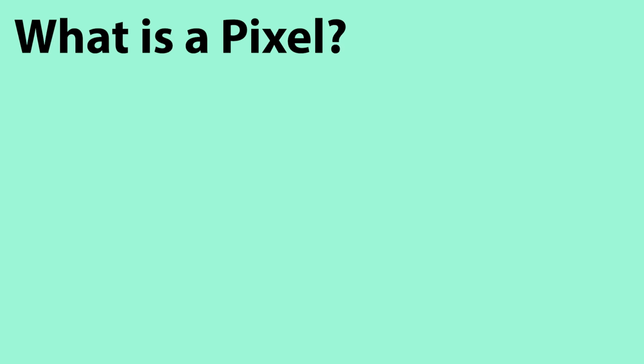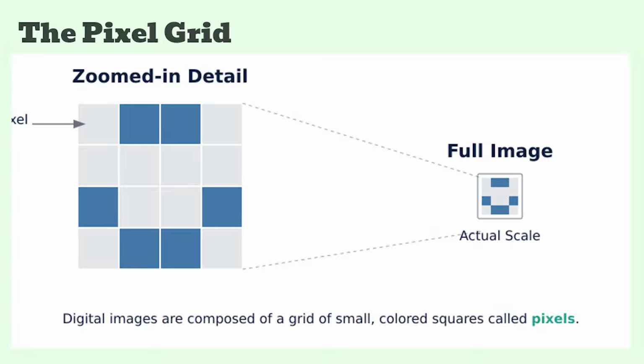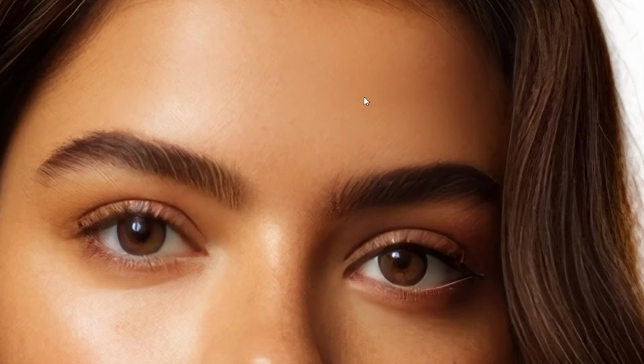What are pixels? I know you must have heard the word pixel, but today let us look at the definition of pixel. The word pixel is short for picture element. Picture element is the smallest unit in a digital image. As I said before, pixels are tiny colored squares that make up a digital image. So imagine a checkerboard where every square is painted a different color. When you stand back, your eyes blend them into a complete picture.